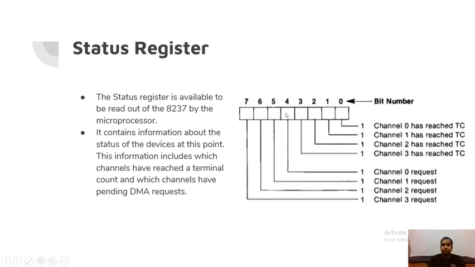These 4 bits from 7 to 4 are for showing requests from channels 0 to 3, and these 4 bits from 3 to 0 indicate that the channel has reached a terminal count.